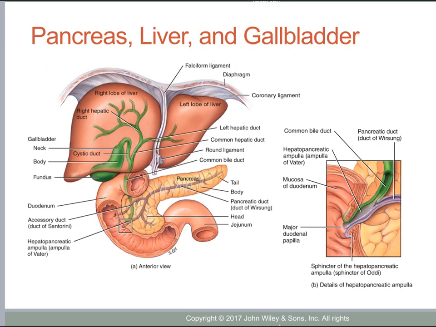Let's put it all together. We can look at the pancreas, the liver, and the gallbladder. Let's start with the liver. As far as digestion is concerned, it is making bile. So bile is going to be produced in the liver. It's going to move through our right and left hepatic ducts, and it's going to be stored in the gallbladder.